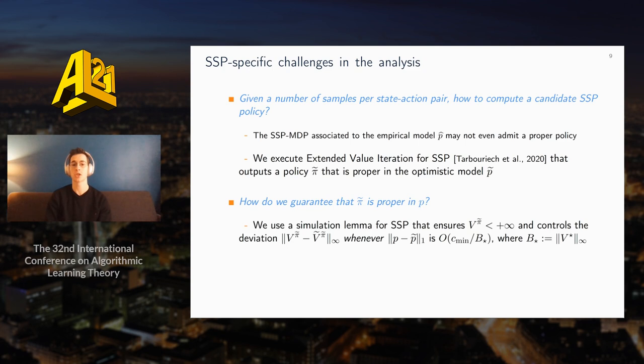Now, how do we guarantee that such policy is proper in the true model P? To do so, we use a simulation lemma tailored for SSP that can control the deviation of the value function in the two models, as long as the L1 distance between these two models, P and P tilde, is small enough, and specifically is of order c min divided by B star, where B star is an upper bound on the optimal value function V star. However, we see here that B star is a priori unknown, so we need to handle this, and to do so, we rely on a doubling scheme that guesses B star.